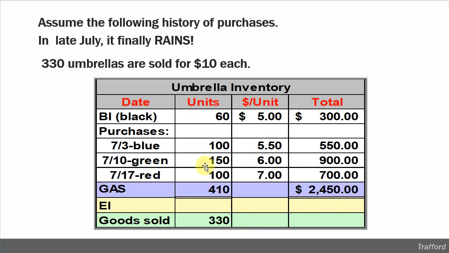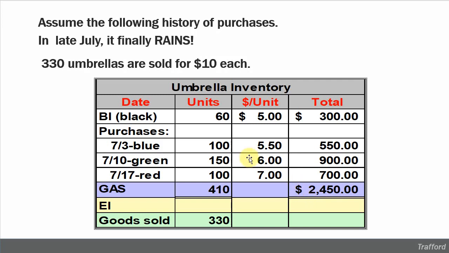And then these were all of the purchases during the month of July. So if you take the beginning inventory and add up all of the purchases, you have goods available for sale. And that's what this GAS stands for. Here we have the number of units available for sale, and over here we have the cost of goods available for sale during the month of July.